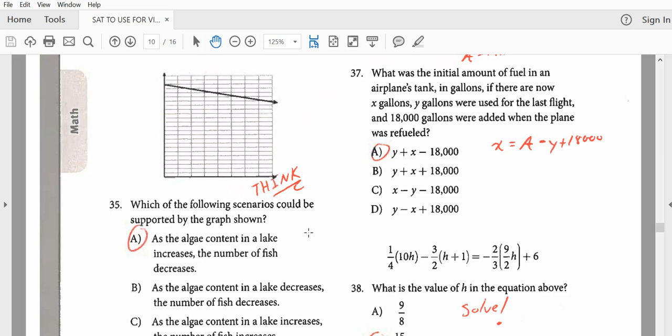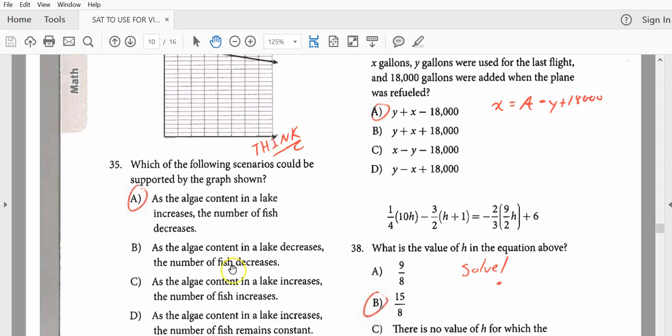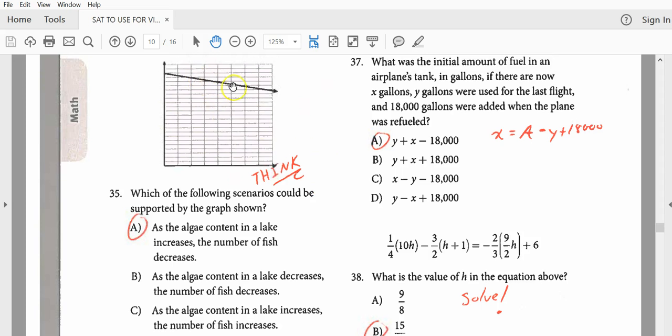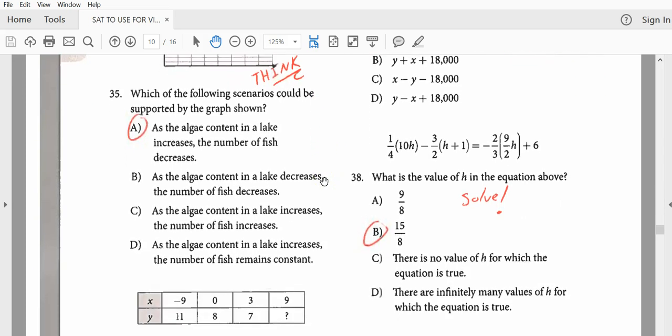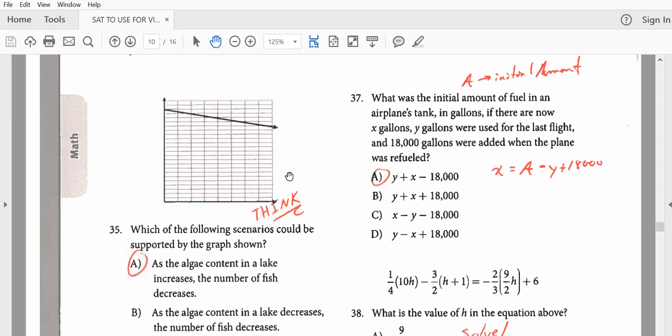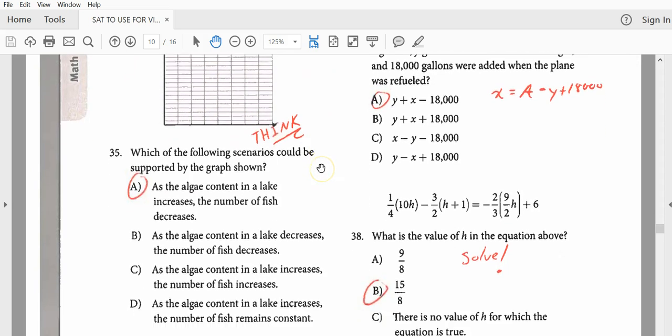You'll notice in the math section, sometimes they do throw in a little bit of science stuff, just like the critical thinking skills we've learned. As the algae content in a lake increases, the number of fish increases. Well, that wouldn't make a whole lot of sense because this is a negative line, so there's no way both things could be increasing. Also this one says decrease, decrease, right? That wouldn't make sense because this is going up as this goes down, so they're not making sense here, right?